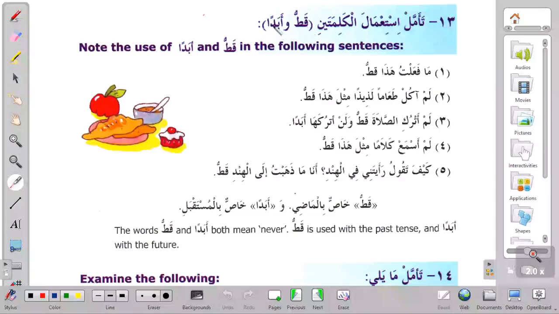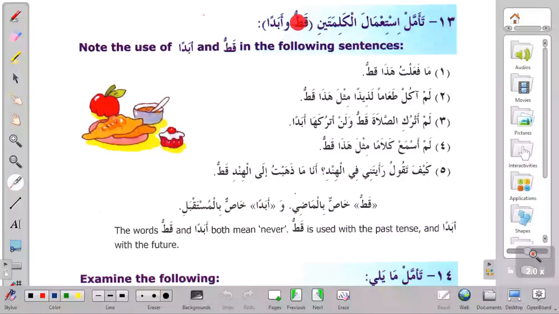But if I'm saying in the future, I will never go, that's when I'll use abadan. Both mean never, but qat is used for the past. In English language, we don't have that. You just say I've never gone there, I will never go, whether future or past tense, you are using never. But in Arabic language, there is a differentiation.